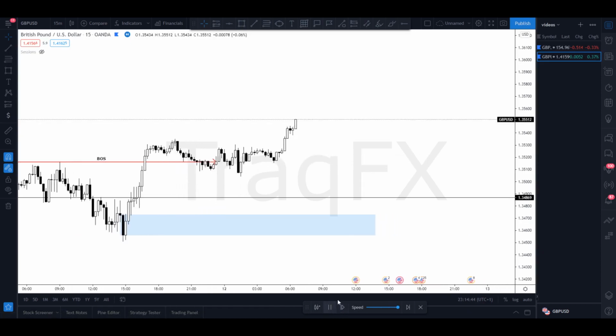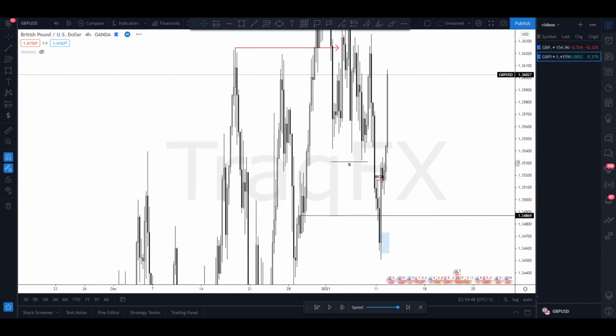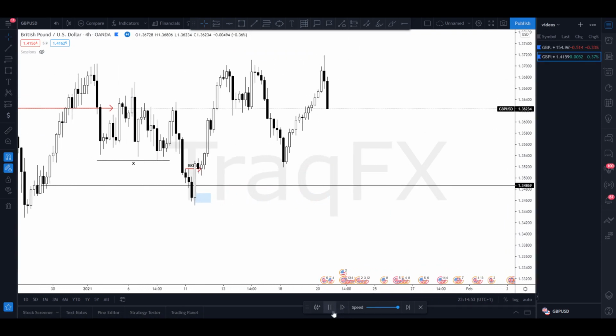Now a lot of the times, price might not come back fully to your institutional candle and it will end up reversing. And that's something normal that we all have to deal with. At the end of the day, it will happen. And in this case, I think that's exactly what ended up happening. And okay, so right here, perfect.